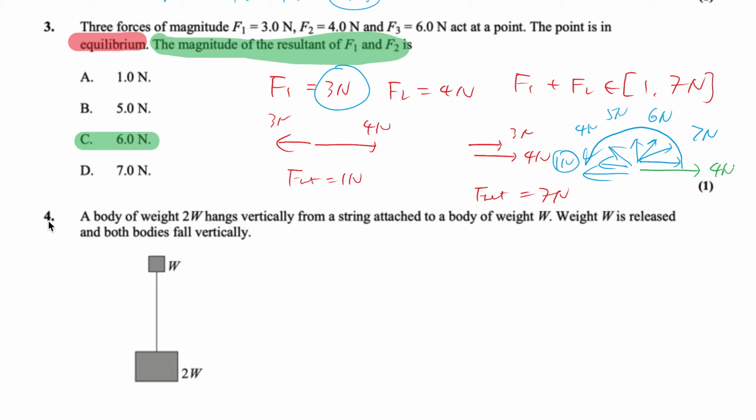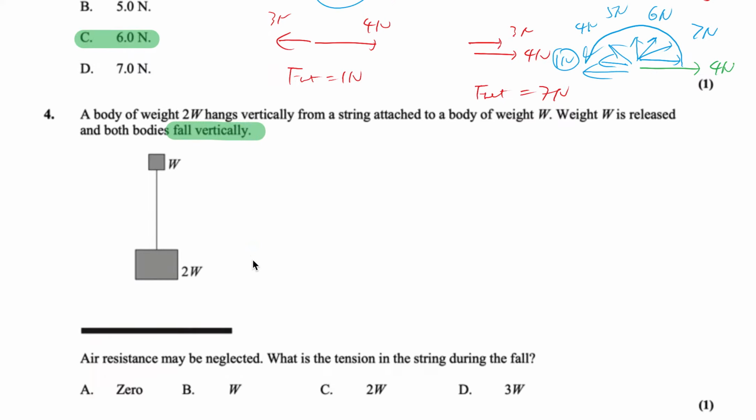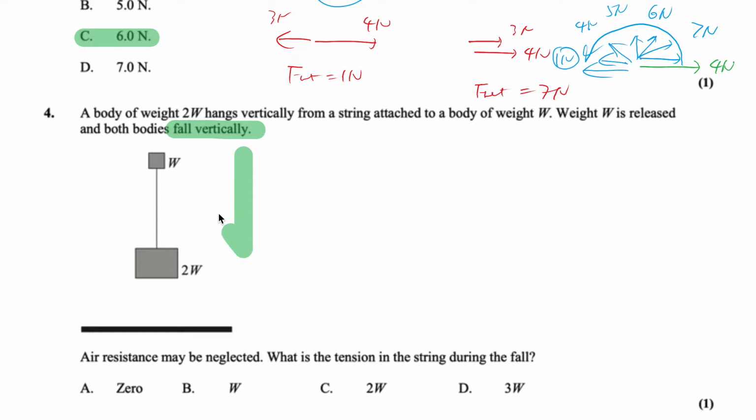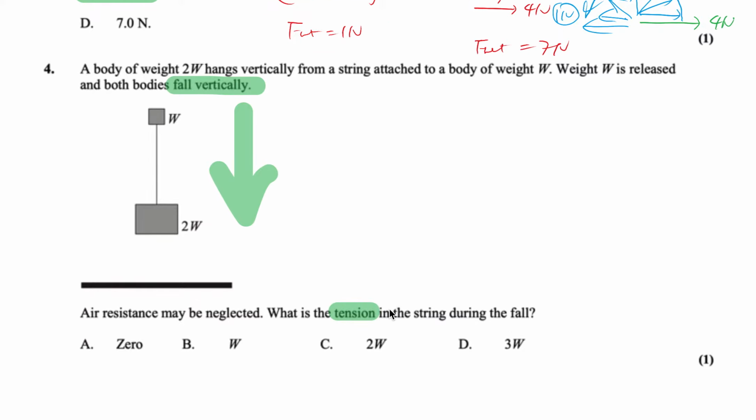And then question 4. Okay. Yeah, so question 4 says the body falls vertically. The body falls vertically, and that's the keyword. It falls vertically in this direction. The air resistance can be neglected. What is the tension in the string? Okay, they ask you what's the tension in the string.